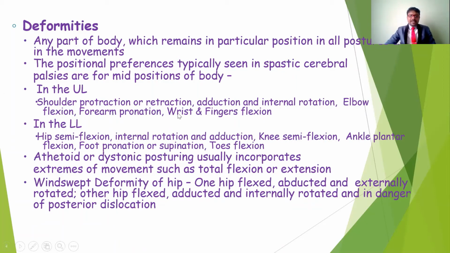In athetoid or dystonic postures, they may get total flexion or extension. Next is the windswept deformity of the hip. Here one hip is flexed, abducted and externally rotated, while the other hip is flexed, adducted and internally rotated. Those who already have flexion, adduction and internal rotation are in danger of posterior dislocation of the hip joint. These deformities are most commonly seen in cerebral palsy patients.